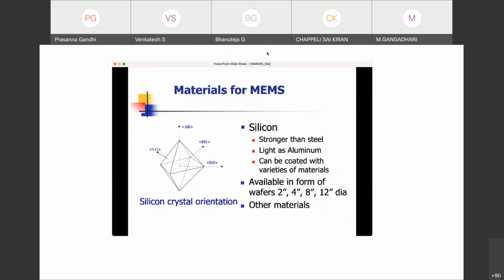And then these wafers can be used for processing. Now, how they can be processed, I'll show you how different processes are done to get, out of a wafer, on the surface of the wafer, some kind of mechanical moving components and things like that.